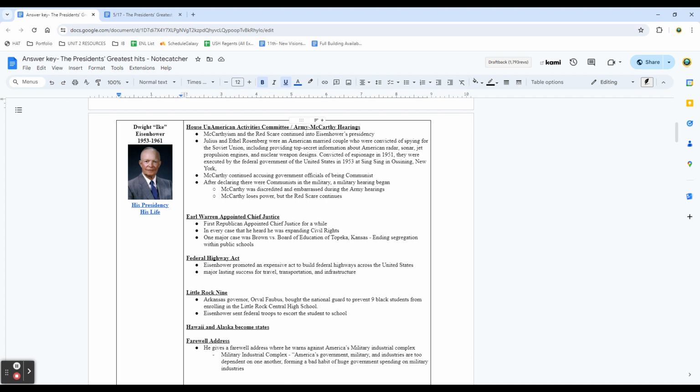The Federal Highway Act is in 1956. Eisenhower signs a bill authorizing the construction of the interstate highway system, like I-95 and others. There's a major lasting impact on America's travel.